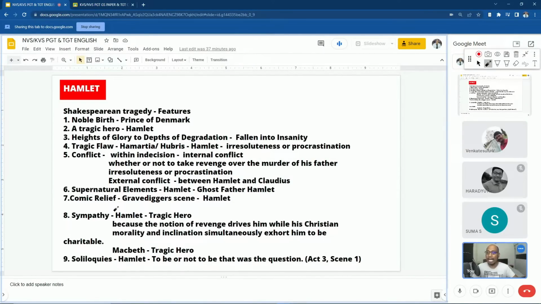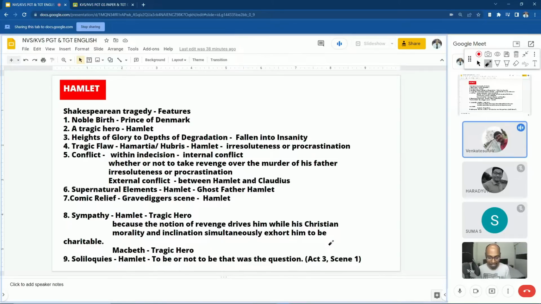And then it evokes sympathy. The character of Hamlet evokes sympathy. That is why he is called a tragic hero, because the notion of revenge drives him, while his Christian morality and inclination simultaneously exhort him otherwise. We all have many religious beliefs, and we believe some in our religion and some in our practical life. Through practical experience we understand something, through religious beliefs we try to follow something, and that becomes a clash, and that creates a lot of problems in our life. To make you understand, I'll give one simple example of how we can also become tragic heroes. If you're already a tragic hero, please don't get offended by my explanation.